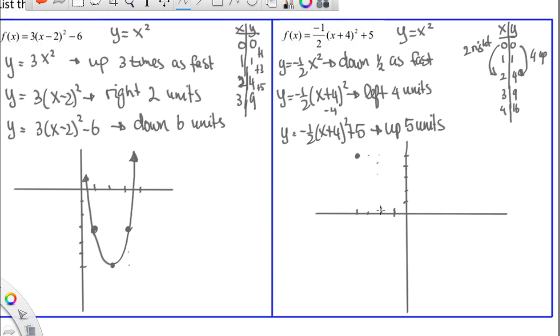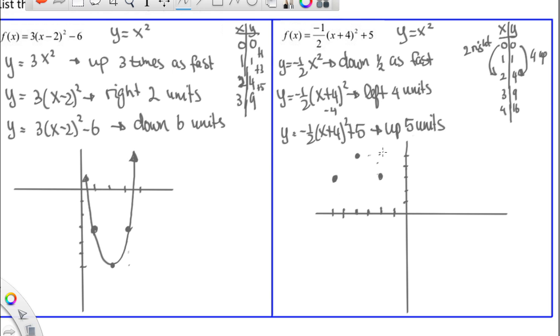So that's 1, that's 2, that's 3, that's 4. So 2 over and down 1, 2. So I should be here. That means the symmetry does occur over here. So once you have that one, this one's a little bit easier.